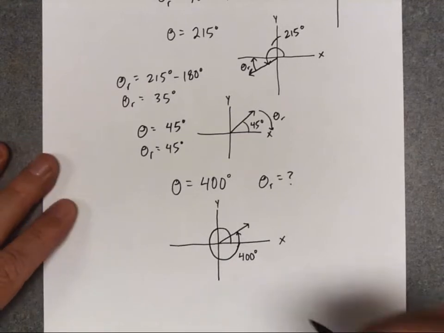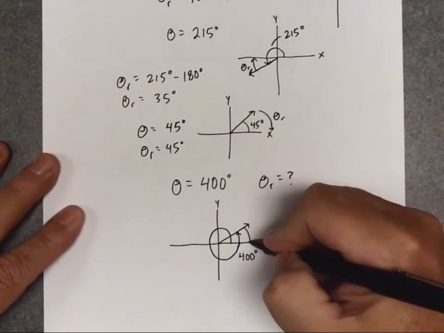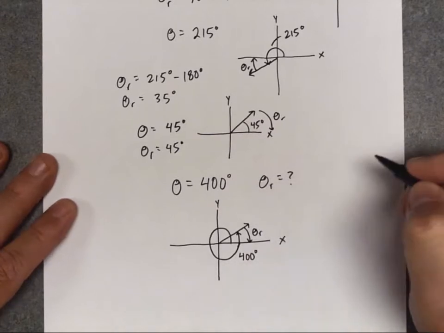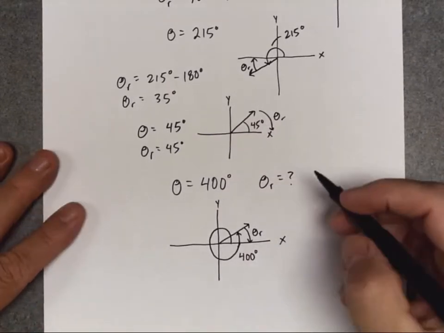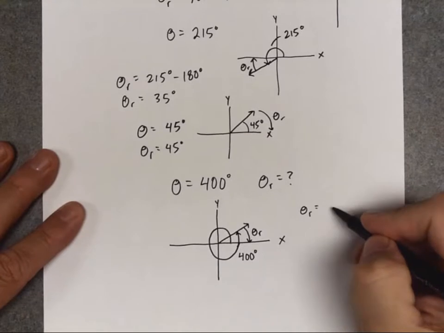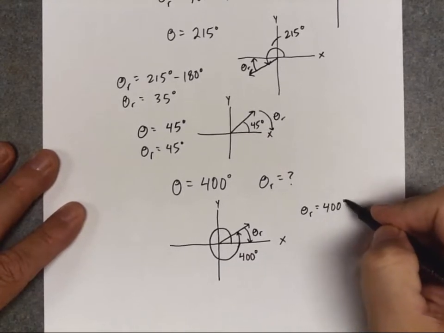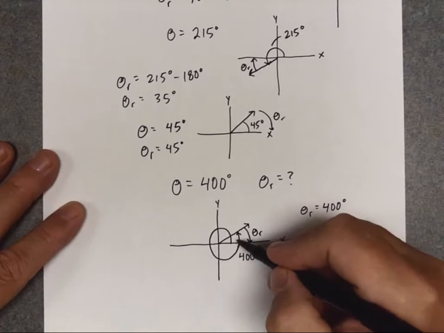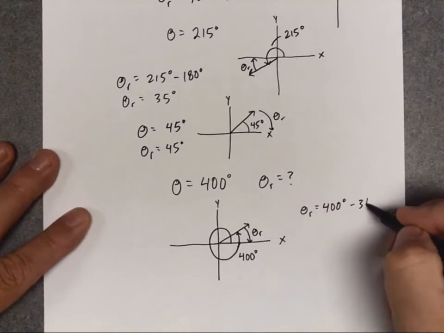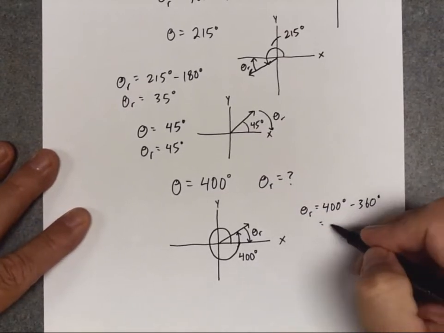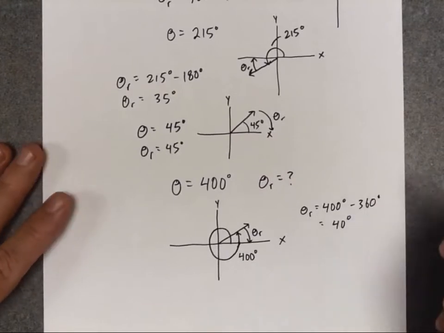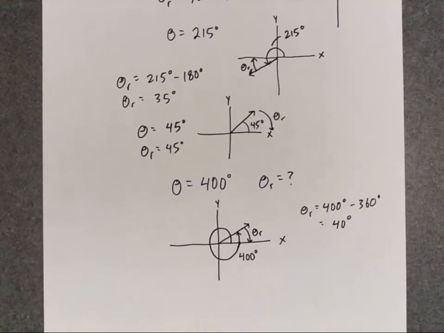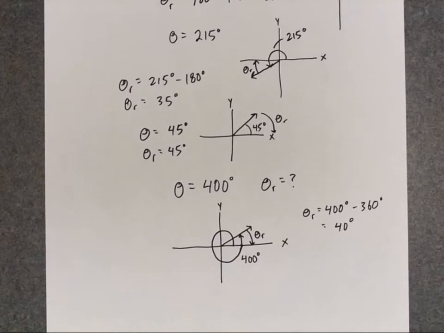Now, according to this graph, where would the reference angle be? Shortest distance back to the x-axis. And how would it be mathematically? Well, how about 400 degrees minus 360, right? 360 takes me here. Now, a lot of these, you can just visualize the answer in your head. You don't have to necessarily write this out. But just in case you're a little confused, that's the way.